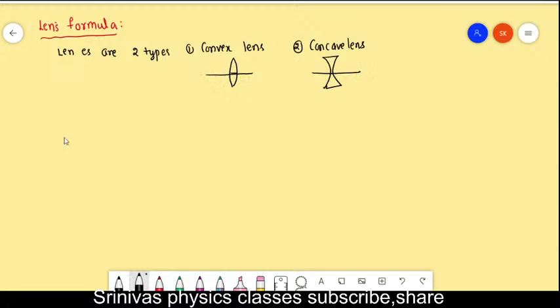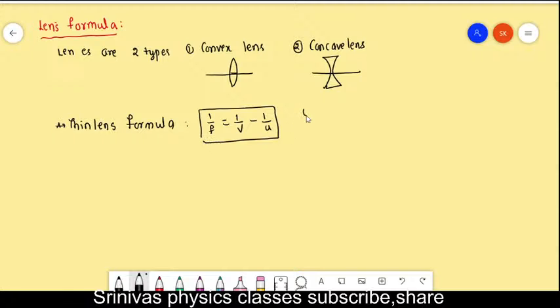The next one is the thin lens formula. What is the thin lens formula? Will you tell me? The thin lens formula is 1 by f is equal to 1 by v minus 1 by u. This is the formula for the lens. What is u in this? u is the object distance.